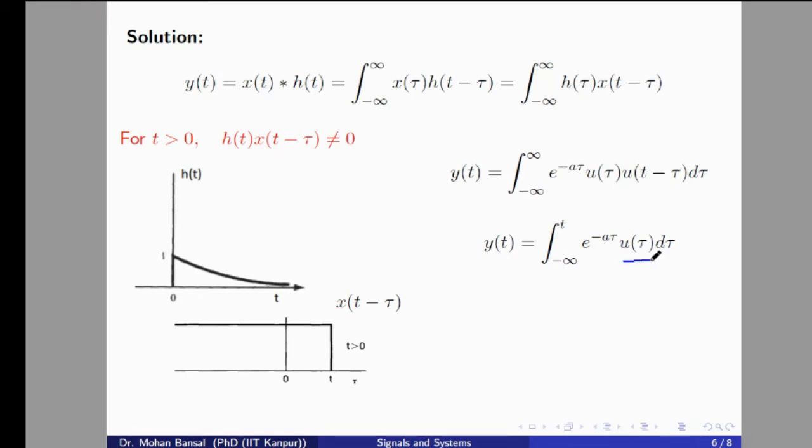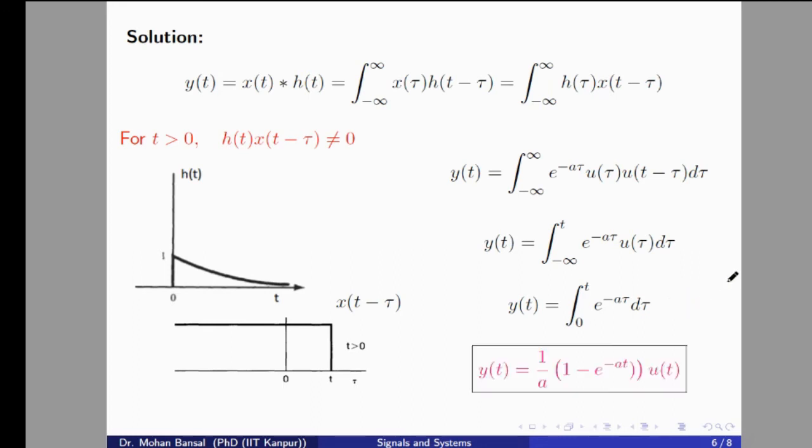So the limit will be minus infinity to t, e to the power minus a tau u(tau) d tau. Now we'll replace u(tau). u(tau) is defined for tau greater than or equal to 0. So here the limit will be tau from 0 to t. So y(t) will be the integral from 0 to t of e to the power minus a tau d tau. Now if we compute the integration of this function, we will get this expression for t greater than 0, and for t less than 0 we got 0 value.